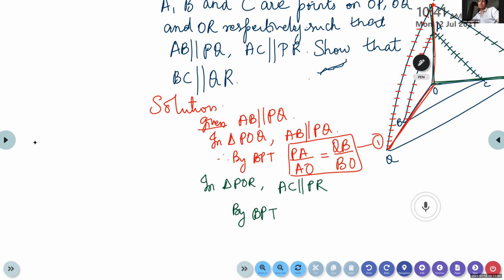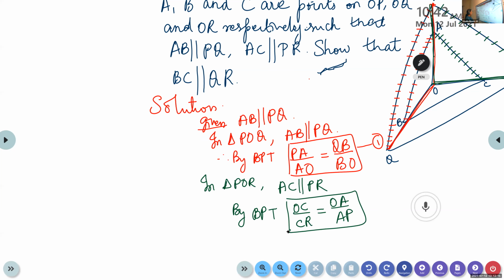OC by CR is equal to OA by AP. OA by AP equal to OA by AP. This is equation 2. Before writing equation 2, check it here.